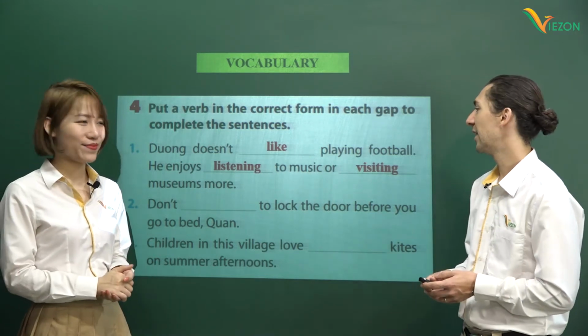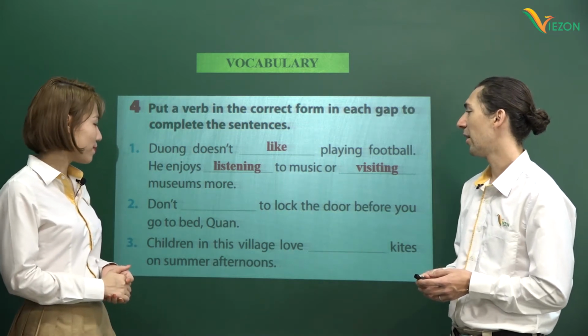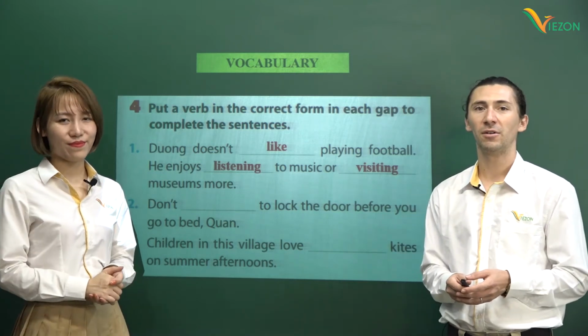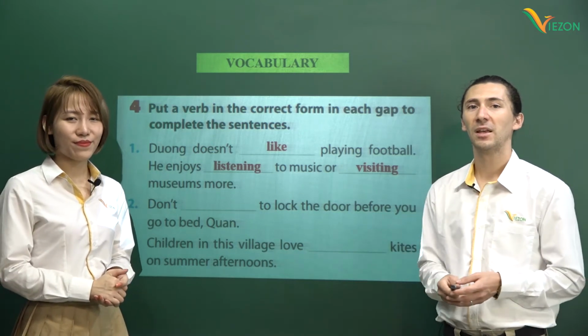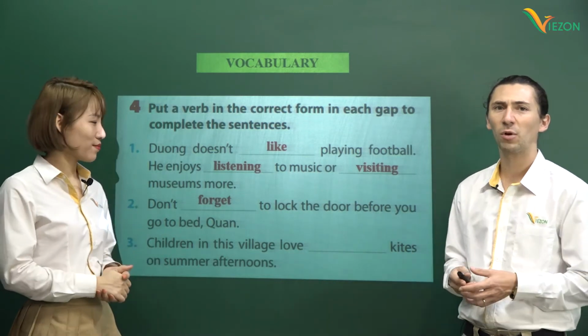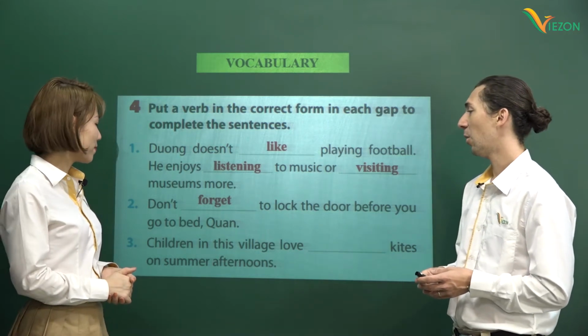And number 2. All right, number 2 says, don't to lock the door before you go to bed, Quan. All right, so what verb do you think we're missing here? If you said forget, you are correct. So let's go ahead and read that one more time. Don't forget to lock the door before you go to bed, Quan.